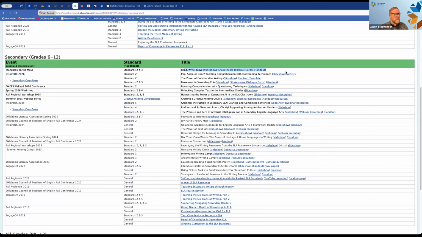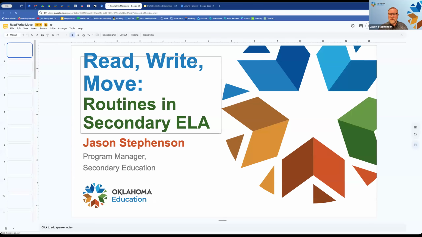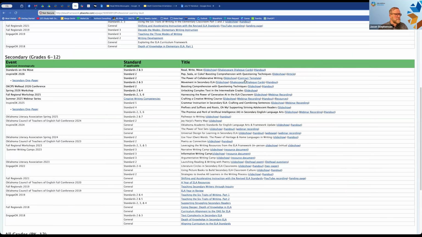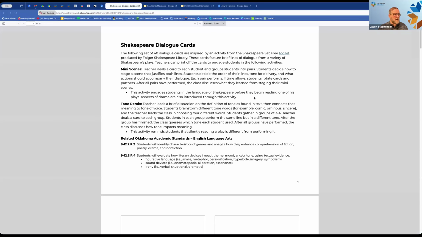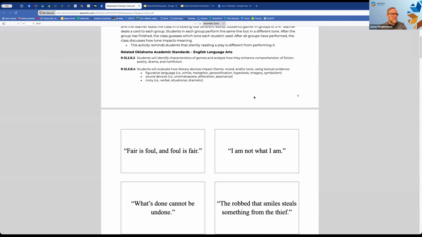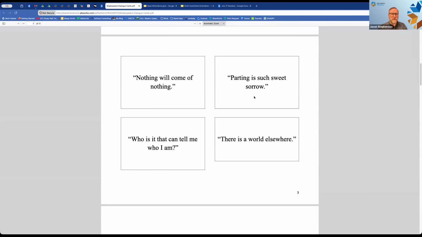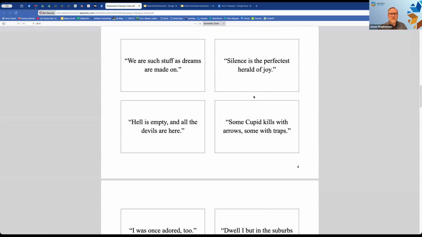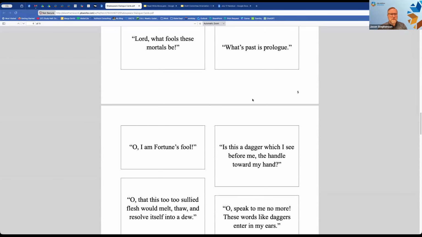So Read, Write, Move, the very first one says that you can get access to the slideshow, which is where you can get the slides for today's presentation. And then the Shakespeare dialogue cards are next. The activity that I just described, mini scenes, and the tone remix activity are for you there. And then what follows are all these different lines of dialogue from past Shakespeare plays that you would cut out and then students could use. So there's that. And now I need to share my screen again for the slides.